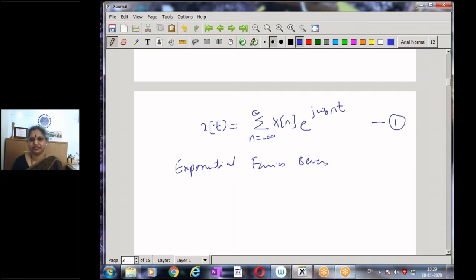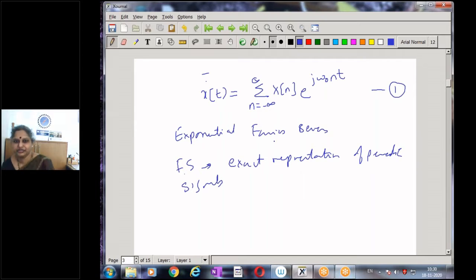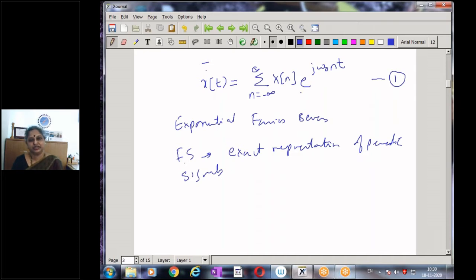So, a periodic signal. See here, in Fourier series, we are not moving from one domain to the other. The left hand side is also a function of time, and the right hand side is also a function of time. The Fourier series gives us an exact representation of periodic signals. So I can represent any given periodic signal in terms of the Fourier series coefficients. Of course, the signal needs to satisfy the Dirichlet conditions, and once it satisfies them, we can have the Fourier series representation of the periodic signal.